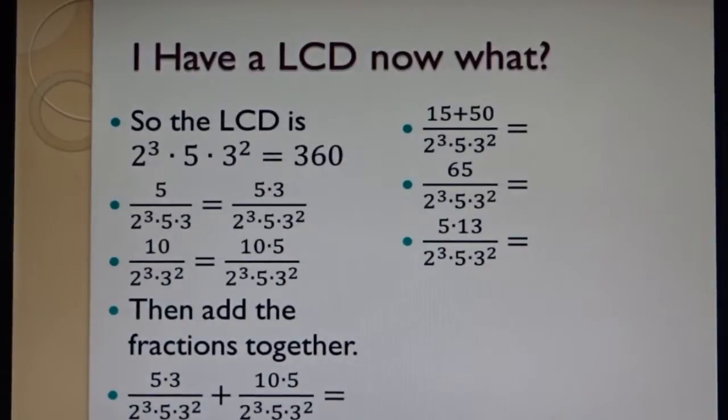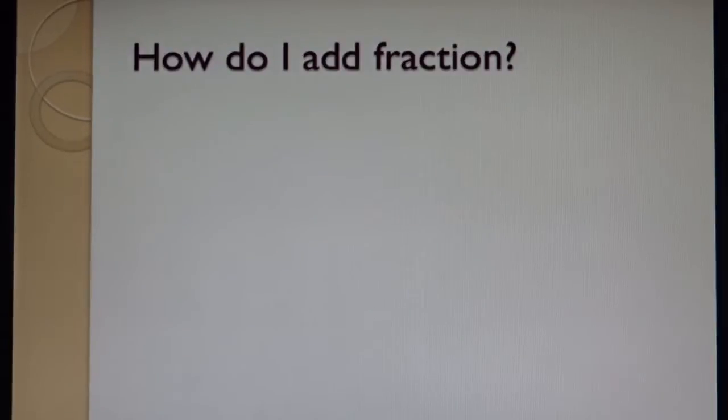And if I can reduce it, I need to. So notice I broke up 65, it ended in 5, so I pulled out a 5. 5 times 13. Notice the numerator and the denominator have a 5 in it. So I can get rid of the 5's and I'm left with 13 over 72. So now I've added the 2 fractions together for an answer of 13 over 72.